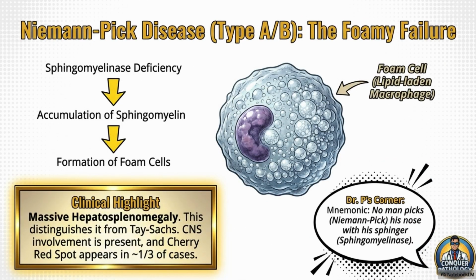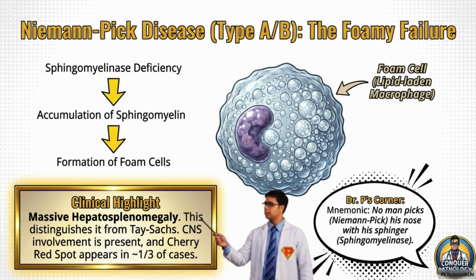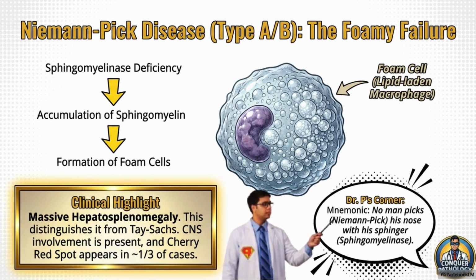This is the foamy failure. The problem is sphingomyelinase deficiency, and the result is sphingomyelin accumulates. This leads to formation of foam cells. These are lipid-laden macrophages that look foamy. Clinical highlight is, unlike Tay-Sachs, here you see massive hepatosplenomegaly. The mnemonic here is no man picks, Niemann-Pick, his nose with sphinger, sphingomyelinase.